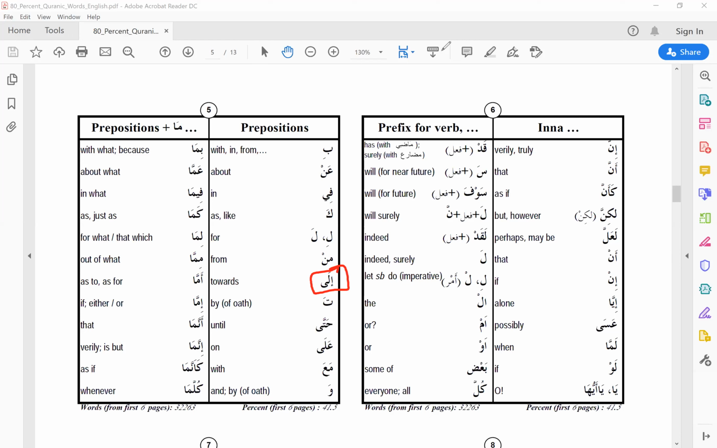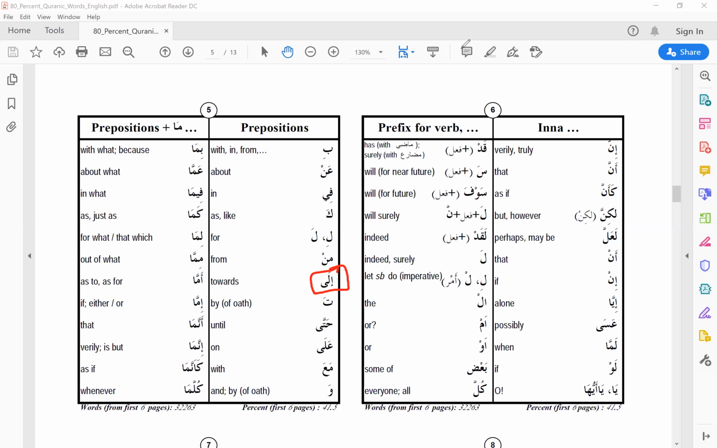Let's move forward, and we've got ila is to. So I've got to something, towards something. So from such to ila, such place, ila. Well, that would be towards, or the end of something. All right, so let's move on. And so right here, ta. Ta. This is very rare.